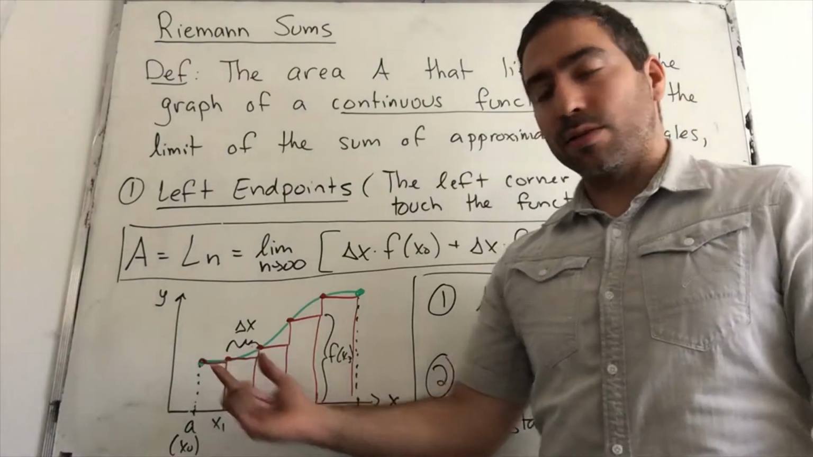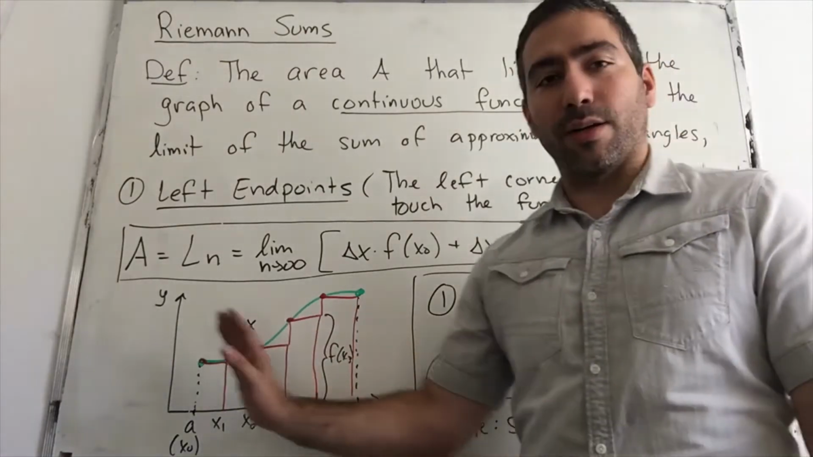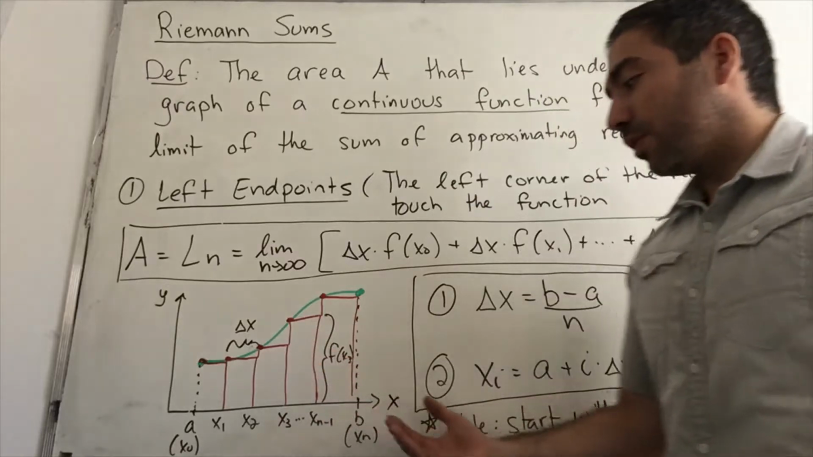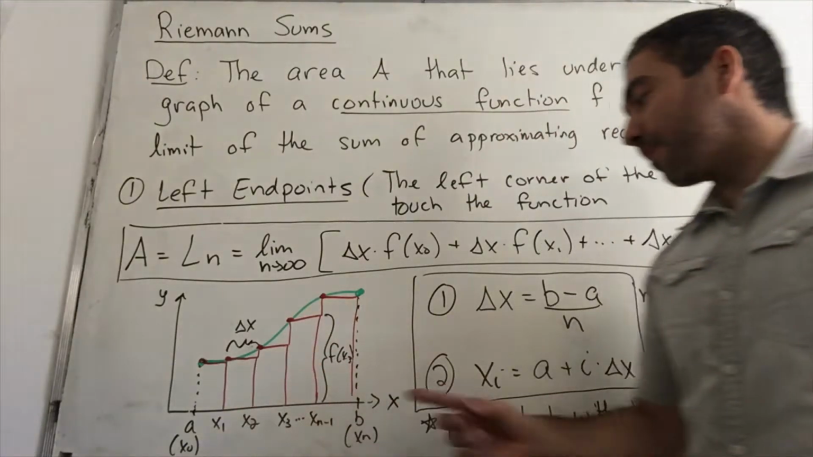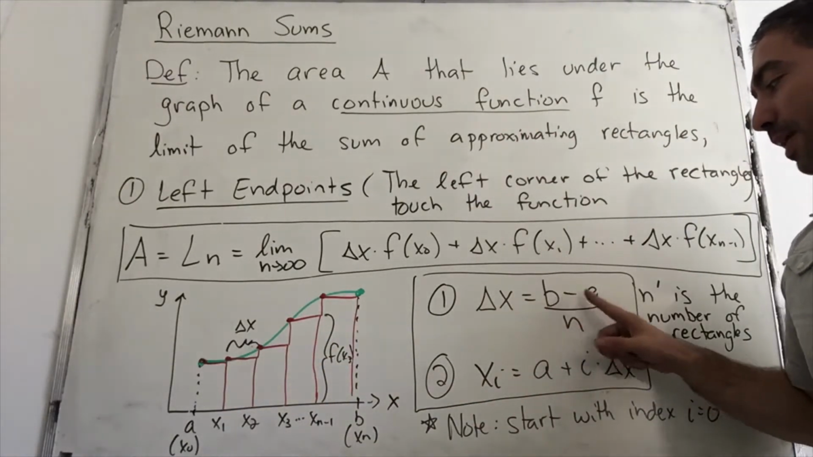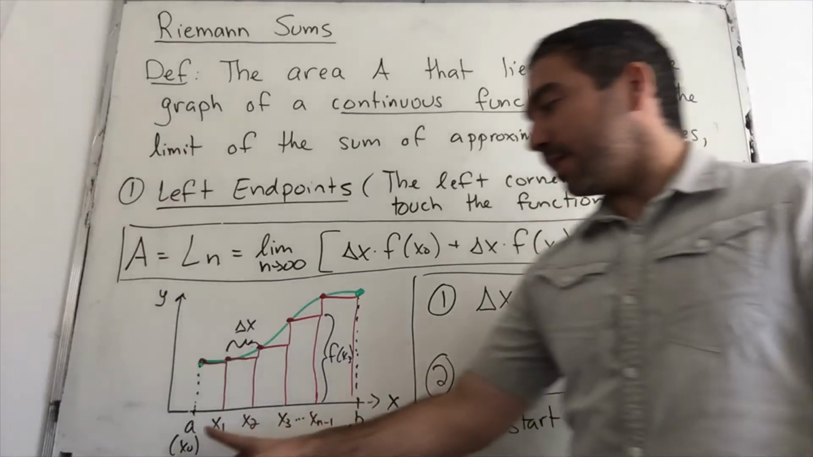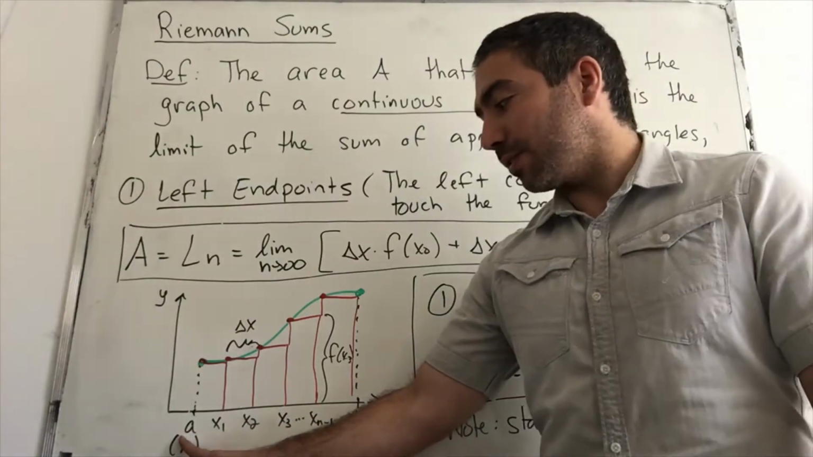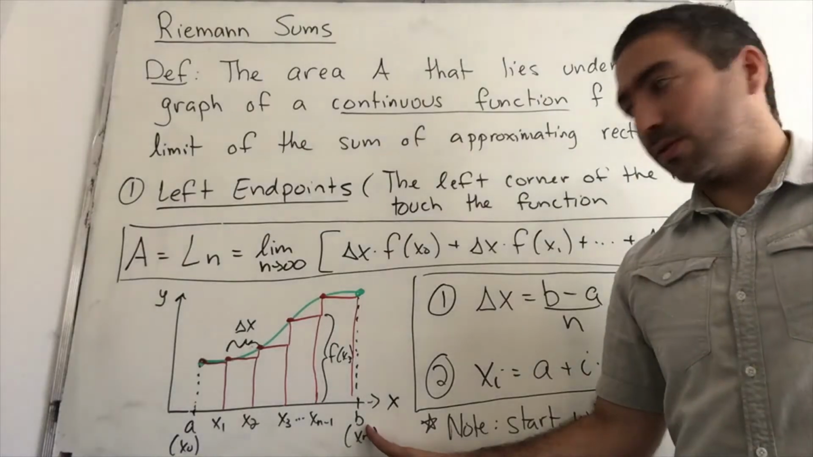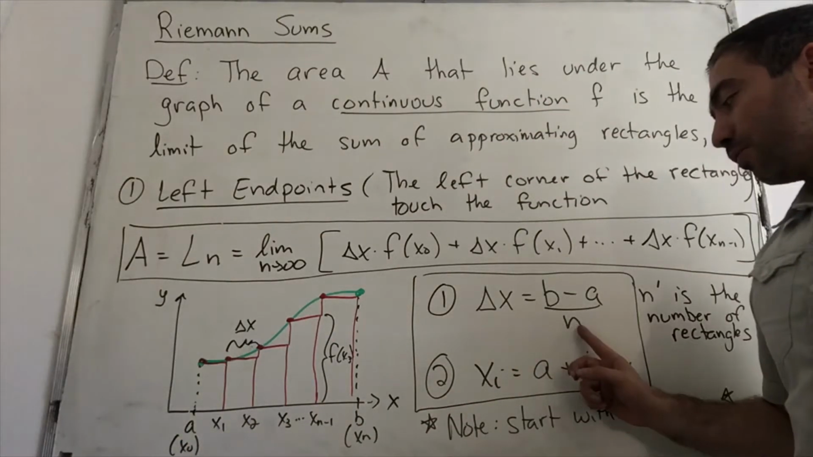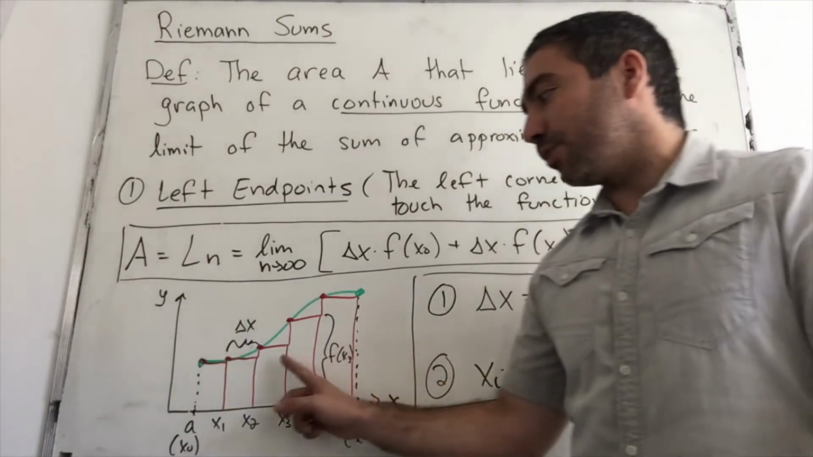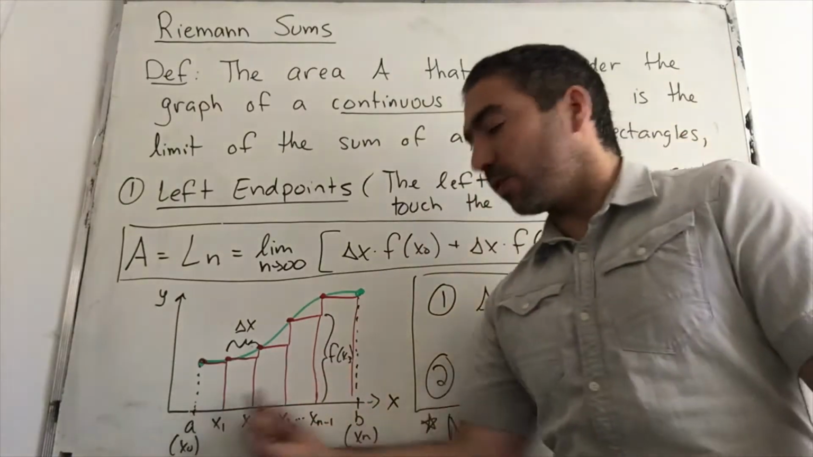How do you find the thickness? Well, to find the thickness depends on how many rectangles you're going to partition it into. So in this case here, I drew 5 rectangles. So we're going to take b minus a over n. So a is the starting point, it's the first x value, and b is the last x value. And when we partition it, we're going to cut it up into, in this case, I drew 5 rectangles, so I'm partitioning this interval into 5.